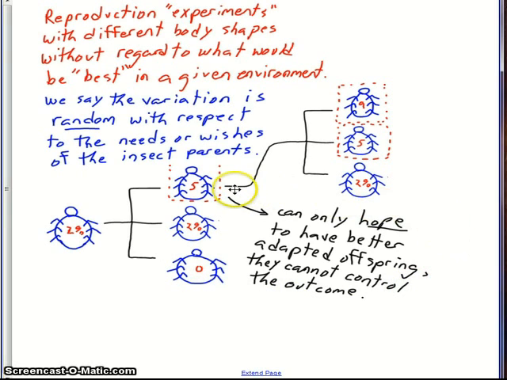So again, though, the ones who survive best here, they can only hope to have better adapted offspring. They cannot control the outcome. And so for this reason, biologists talk about the idea that this variation is random with respect to the nature of the environment or whatever the parents would want to have happen.